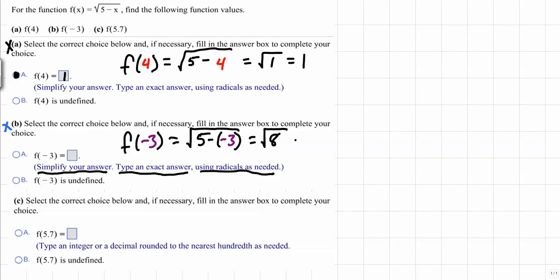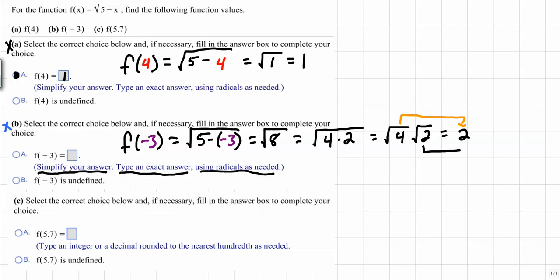So the square root of 8 can be broken down into the square root of 4 times 2 underneath the radical, which is equal to the square root of 4 times the square root of 2. The square root of 4 is equal to 2, so we write that as 2, and then the square root of 2 stays the same, so we end up with 2 square root of 2. So once again, I'm going to click the radio button for A, and we'll write this in simplified form using radicals: 2 square root of 2.